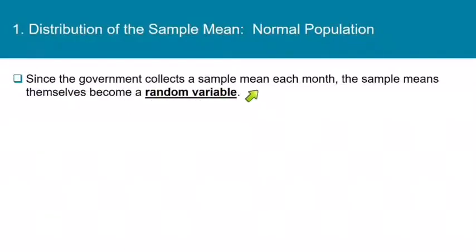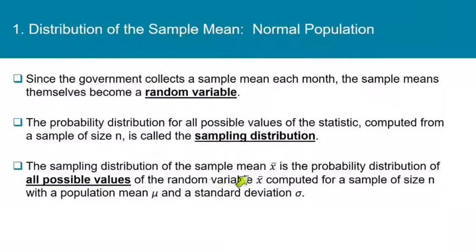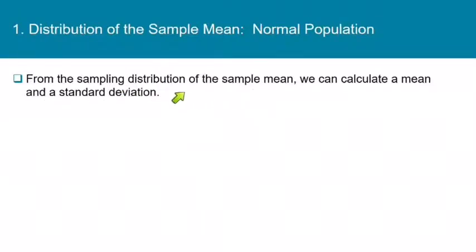Now, since the government collects a sample mean each month, the sample means themselves can be thought of as a random variable. The probability distribution for all possible values of a statistic computed for a sample size of n is called a sampling distribution. The sampling distribution of the sample mean x bar is the probability distribution of all possible values of the random variable x bar computed for a sample of size n with a population mean mu and a standard deviation sigma. So the sampling distribution of the sample mean is just the probability distribution for all possible values of x bar for a certain size sample. And we can calculate the mean of that probability distribution, and we can calculate its standard deviation.